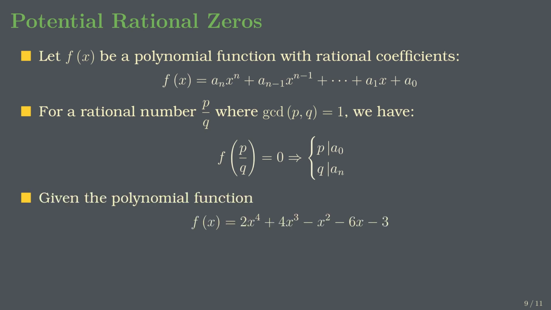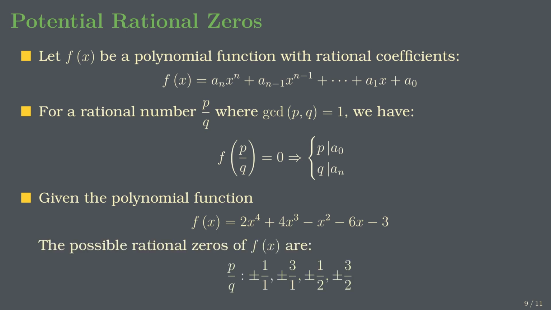So for example, given the polynomial function as follows, the possible rational zeros of f(x) are plus or minus 1 over 1, plus or minus 3 over 1, plus or minus 1 over 2, and plus or minus 3 over 2. This comes from the fact that 1 and 3 are the divisors of 3, and 1 and 2 are the divisors of 2. By simplifying this, we get plus or minus 1, plus or minus 3, plus or minus 1 over 2, or plus or minus 3 over 2 as potential rational zeros.